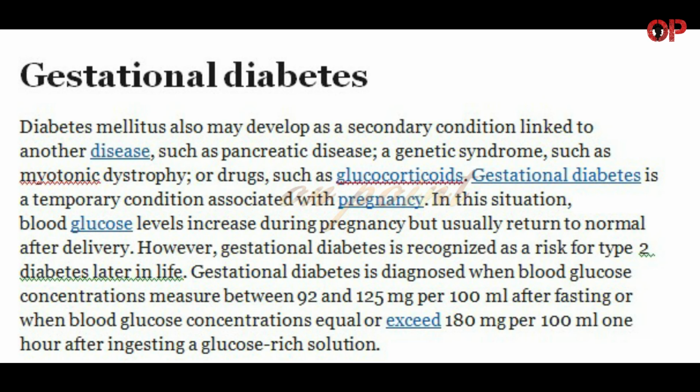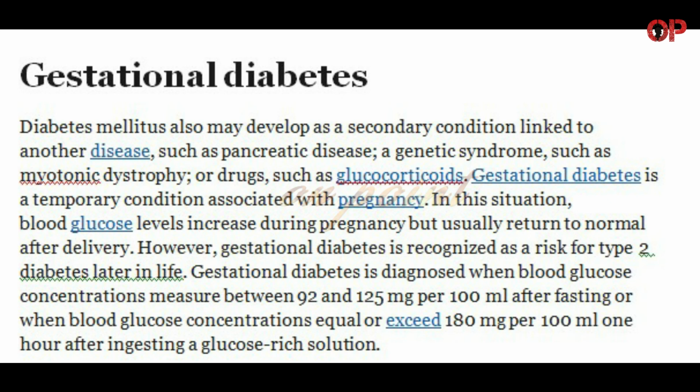Gestational diabetes is a temporary condition associated with pregnancy. In this situation, blood glucose levels increase during pregnancy, but usually return to normal after delivery. However, gestational diabetes is recognized as a risk for type 2 diabetes later in life.